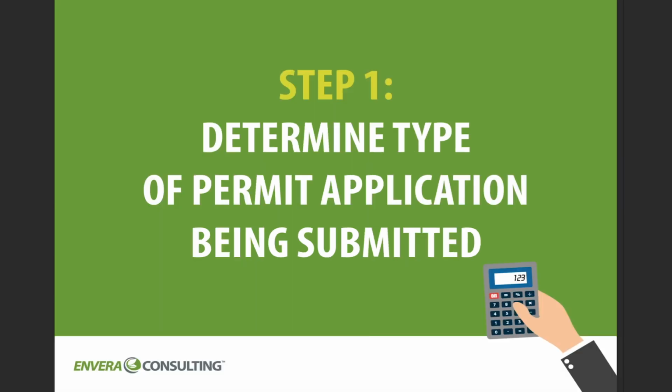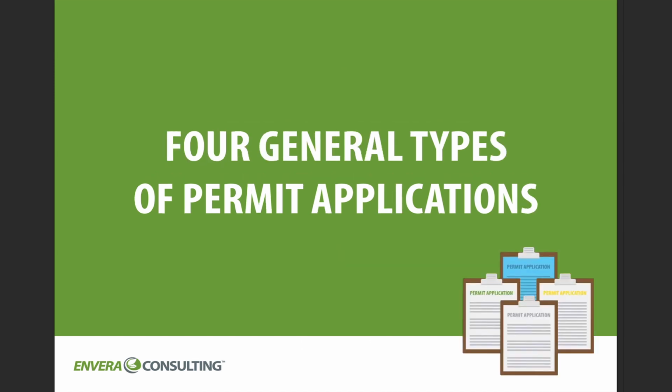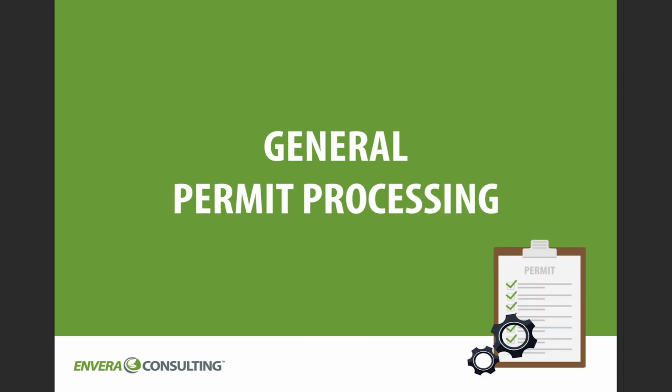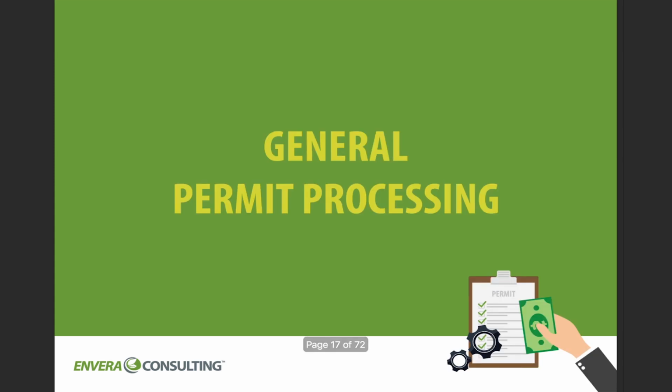Step number 1 is to determine the type of permit application that you're submitting. There are generally 4 types of permit applications that you can submit to the AQMD: general permit processing, a change of condition, a permit modification, and an admin change. The general permit processing fee is a standard fee to permit new equipment. This is the permit application that you will use to permit a piece of new equipment.